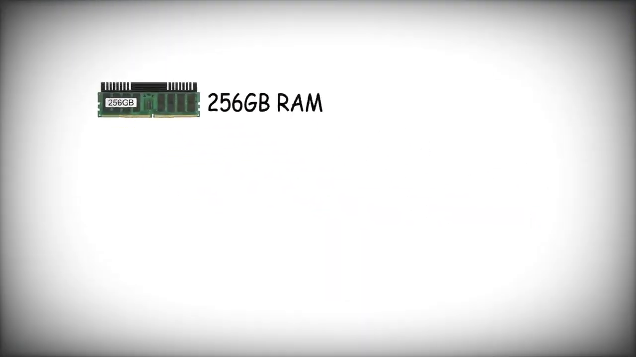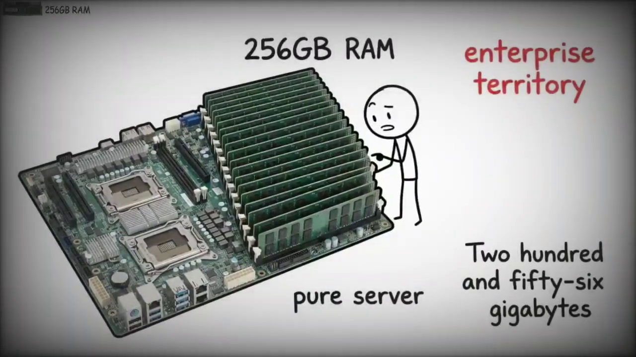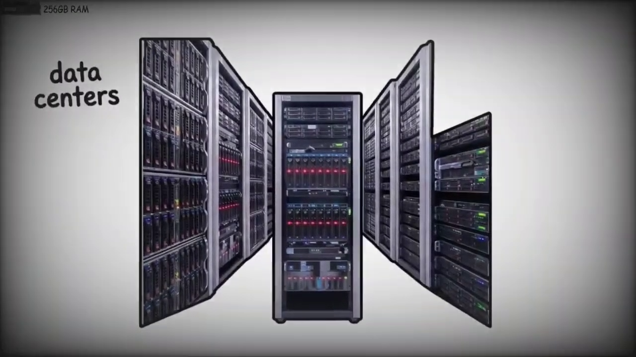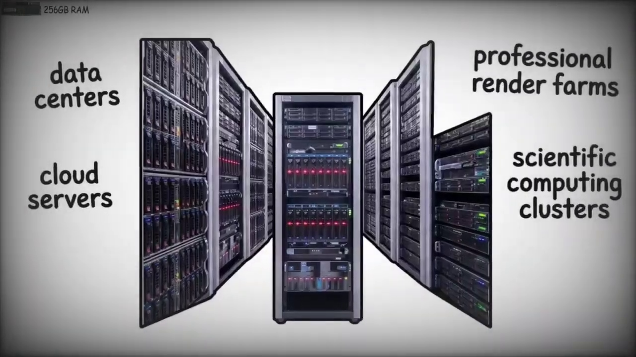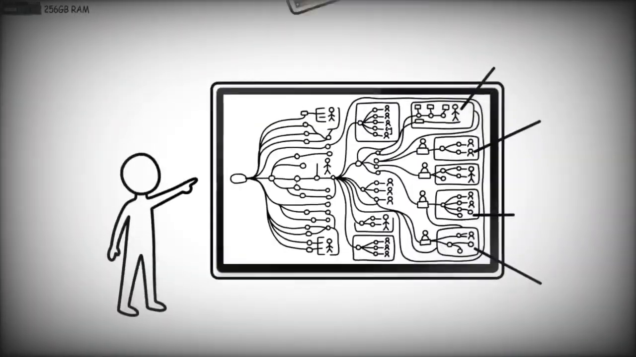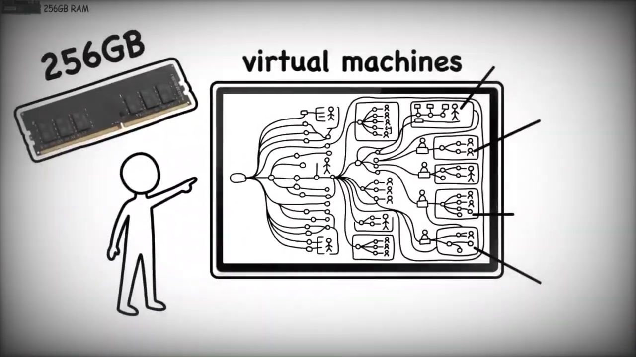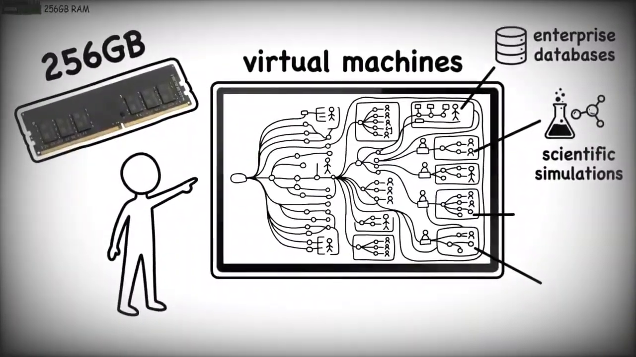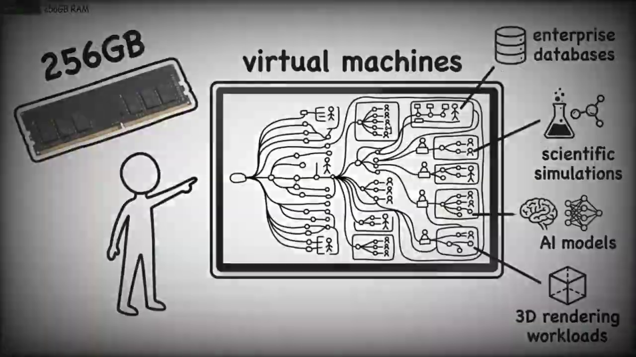256 gigabytes RAM. 256 gigabytes is pure server and enterprise territory. This amount of memory is almost never found in a regular desktop PC. It belongs in data centers, cloud servers, professional render farms, scientific computing clusters, and AI training rigs. With 256 gigabytes, you can run dozens of virtual machines at once, host large enterprise databases, do massive scientific simulations, train medium-sized AI models locally, and handle extremely heavy 3D rendering workloads.